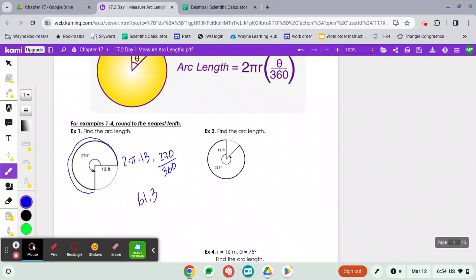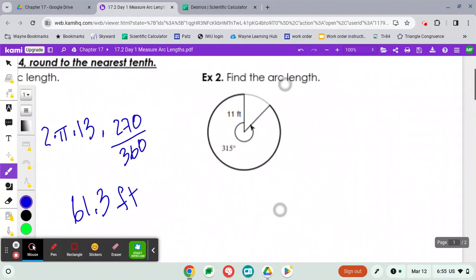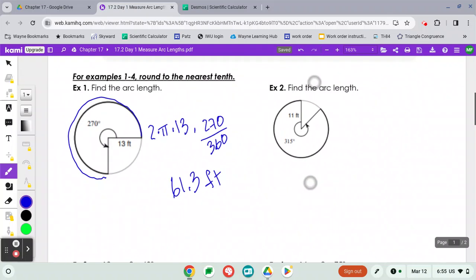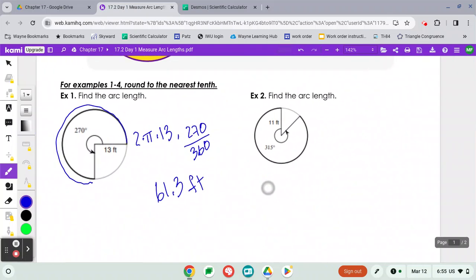And our label, we have to ask, is it feet or is it feet squared? Since we're not finding area, we know it won't be feet squared. It's going to be feet. It's a distance around the outside. So as you can see, it's very similar to what we did yesterday. It's just now we're adding that little wrinkle where we don't want the whole thing, okay?